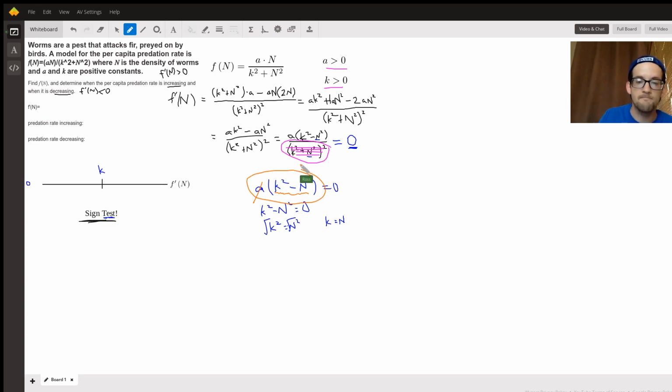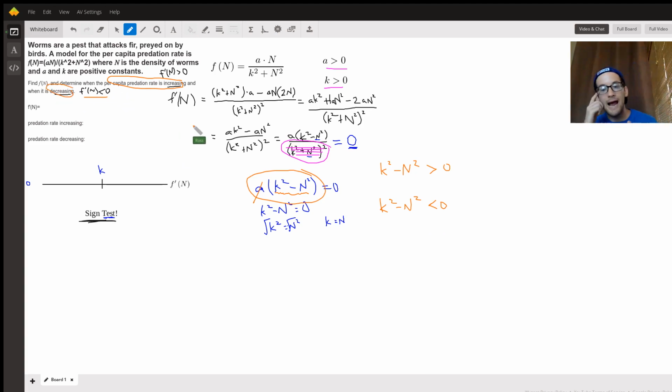fact that it's positive. So ultimately, I have k squared minus n squared, and I don't want that to be equal to 0 anymore. I want to know when is that greater than 0 and when is it going to be less than 0. Because when that's greater than 0, I'm going to end up with an increasing function. My derivative will be positive. When it's less than 0, my derivative will be negative and my function will be decreasing.